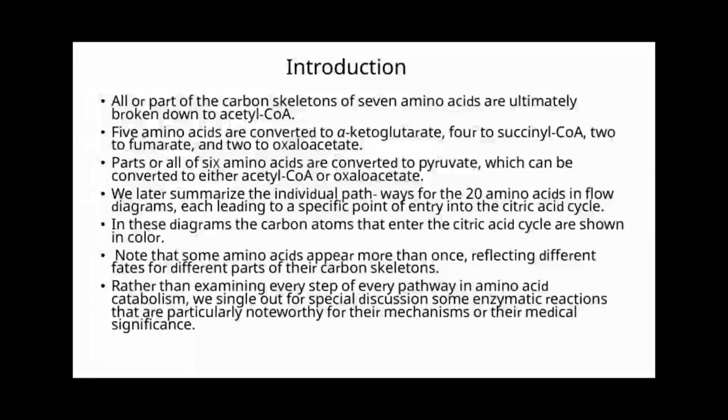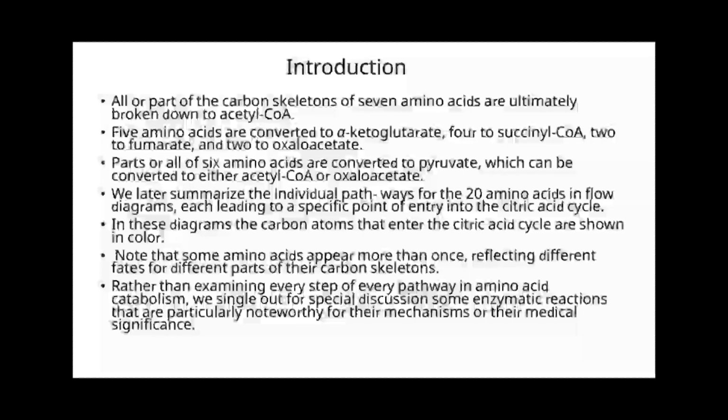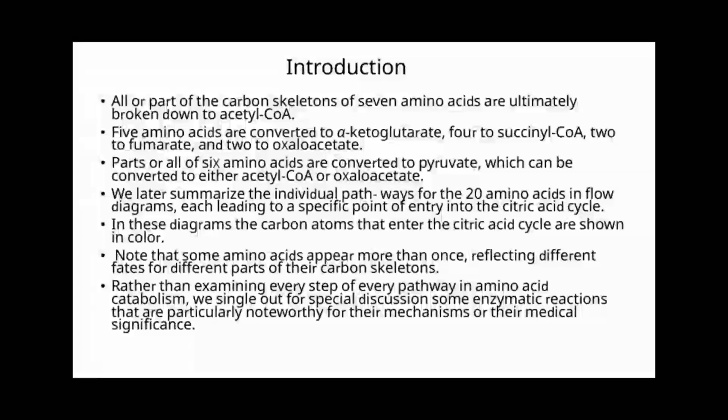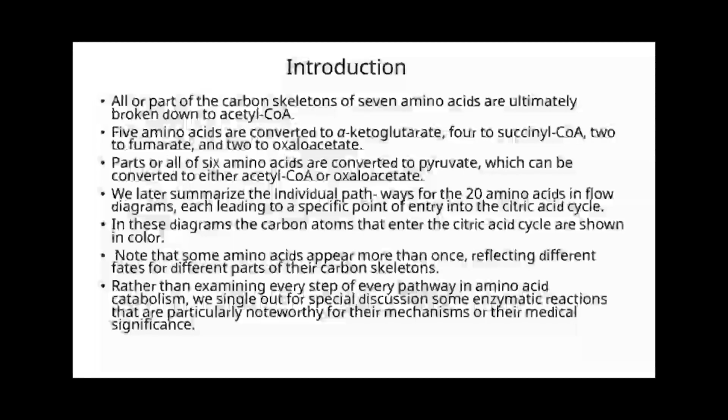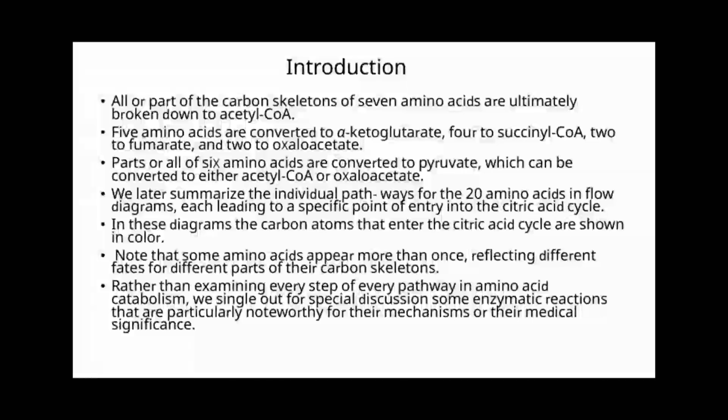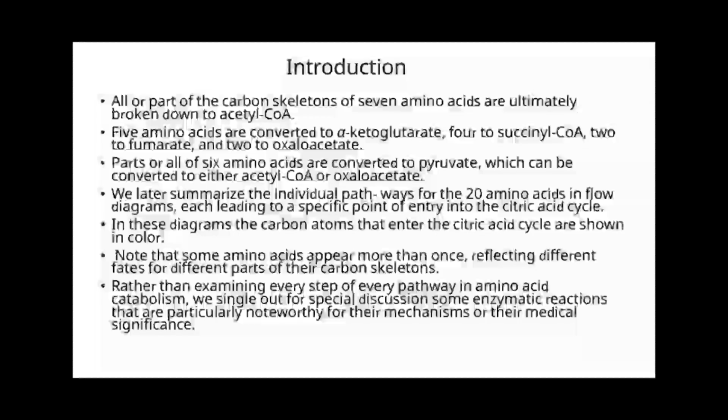Furthermore, parts or entire carbon skeletons of 6 amino acids are converted into pyruvate. From there, pyruvate has 2 possible paths. It can be turned into acetyl-CoA or into oxaloacetate, depending on the body's needs. Later in our discussion, we'll look at flow diagrams that map out these individual pathways for all 20 amino acids.